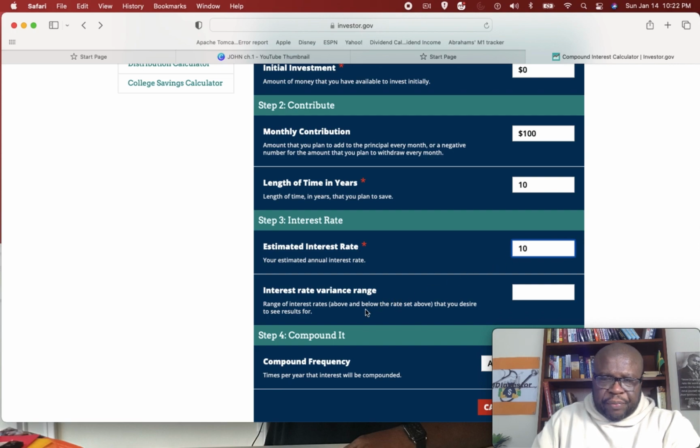index fund or ETF. Interest rate variance lets you put a range of interest rates above and below the rate that you desire to see results for. So let's put 5% below and 5% above. Range of interest rates, so we'll put 5 and 10, or maybe 5 and 10.